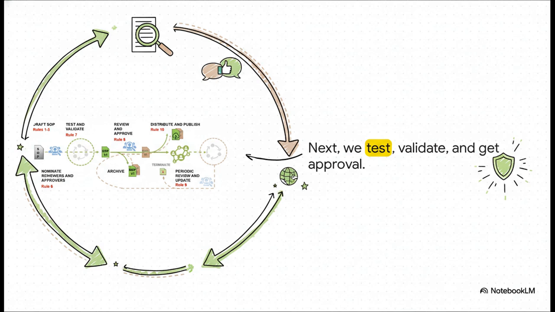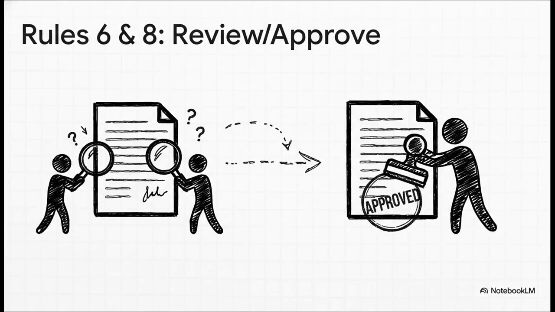This is where the magic happens, really. It's how your document goes from being just a personal draft to a validated, official team asset. Rules 6 and 8 are all about making this review process formal. Rule 6 is so important. You have to get reviewers with real expertise. Don't just ask your buddy down the hall. Find people who actually know the procedure inside and out. Then, after you've made all the edits, Rule 8 is that final official stamp of approval.